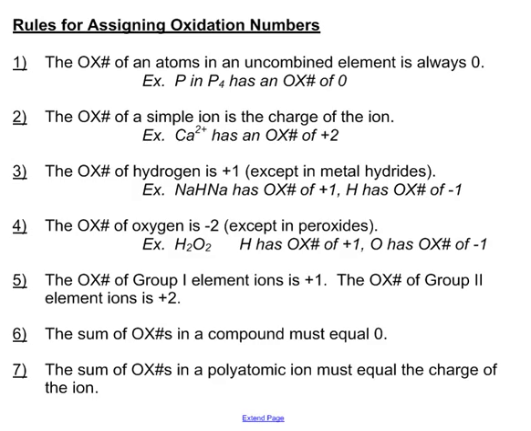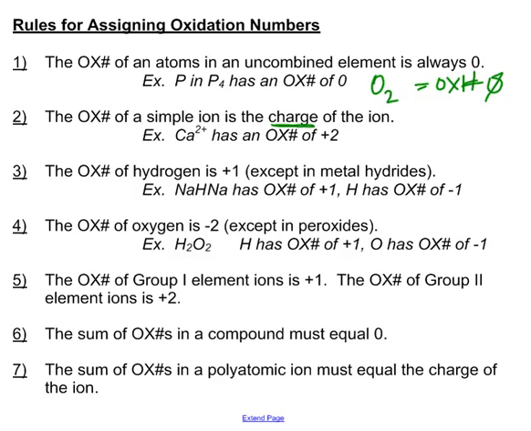So the oxidation number of an atom in an uncombined element, or an element that is all by itself, is always 0. So the phosphorus in P4 has an oxidation number of 0, same as O2 would have an oxidation number of 0 as well. Okay, so anything that's in an element all by itself has an oxidation number of 0. The oxidation number of a simple ion, number 2, is the charge on the ion. So Ca2+ has an oxidation number of +2. That's pretty easy as well.